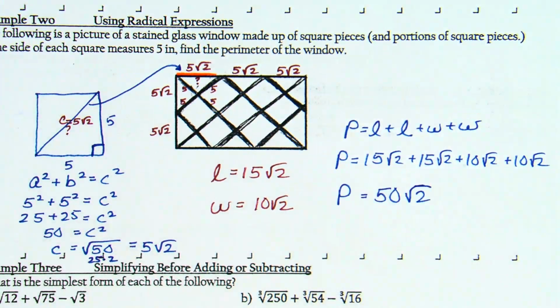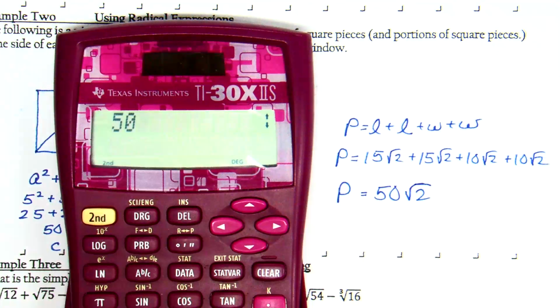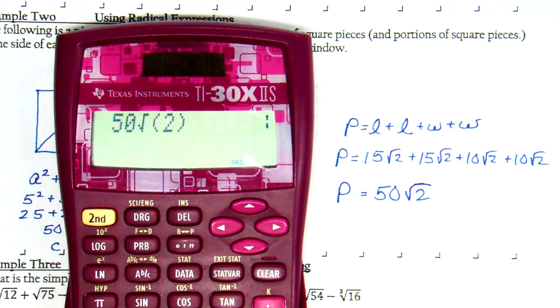Now, in this type of problem, it's possible you could be expected to give a decimal answer. Can your calculator do that for you? Yes. I will say, know how to use your calculator in that situation. For me, I can just type 50 square root of 2 if I want, and it'll work for me like that.